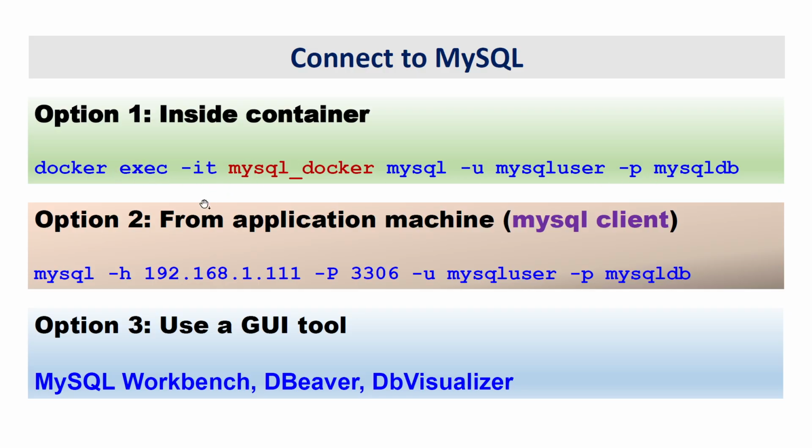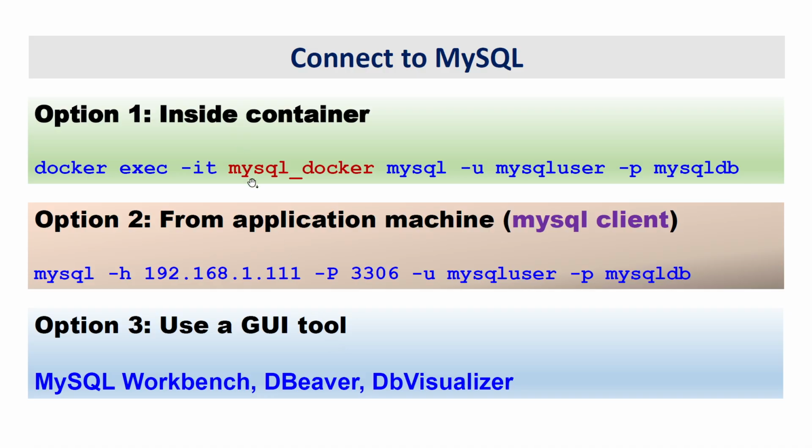If you don't want to use Docker and you have an application machine or a MySQL client, you can use mysql. Here you are specifying the host where Docker is running. This is the IP address of the machine where Docker is running. This is the MySQL port. This is the MySQL user, and this is the MySQL database. Now, if you don't like any of these options, you have GUI tools such as MySQL Workbench, DBeaver, or DB Visualizer. You can use any of these tools to connect to your MySQL database.